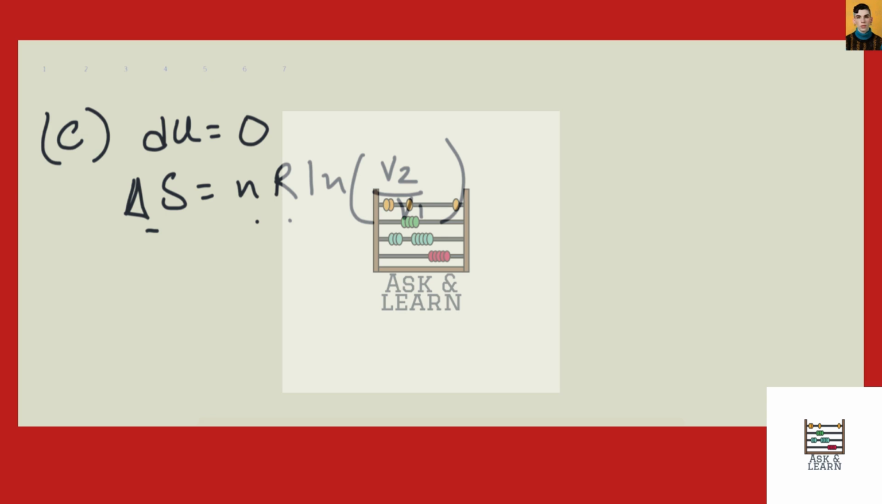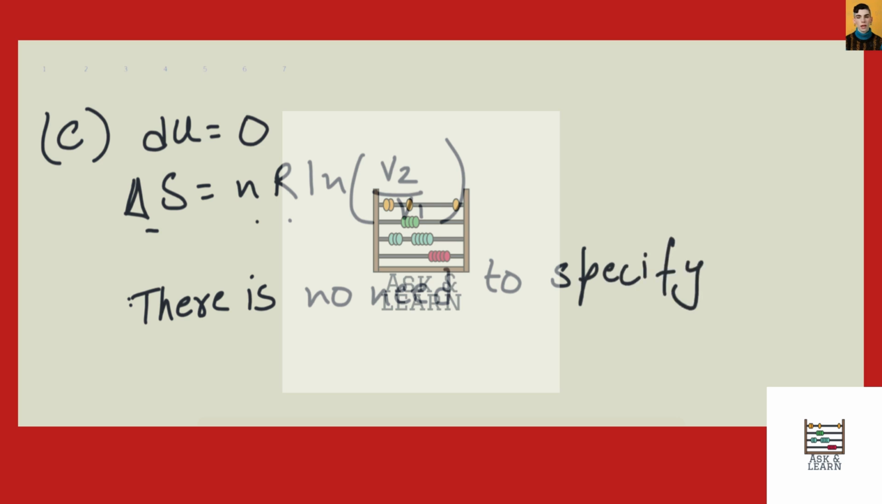The temperature is not required to find the change in entropy as long as the expression is taking place under isothermal conditions. So therefore, there is no need to specify temperature to calculate entropy change.